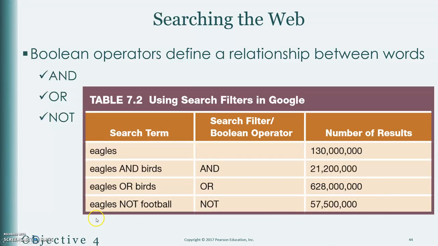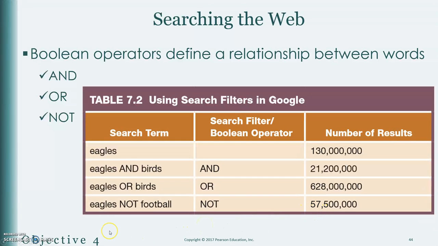So you say, all right, this is working. I need to narrow my results again. I don't want to hear anything about the Philadelphia Eagles football team. I only want to get eagles in my results. So you're going to say eagles, not football. You're using the Boolean operator not, so you're narrowing your search results. This brings us down to 57 million.